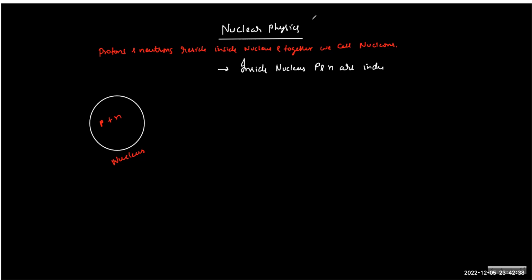I-N-D-I-S-T-I-N-G-U-I-S-H-A-B-L-E. So I think quite close. Yeah, H also. So inside the nucleus, protons and neutrons are indistinguishable. We cannot say which one is a proton and which one is a neutron. Their identity is revealed only when they come out.